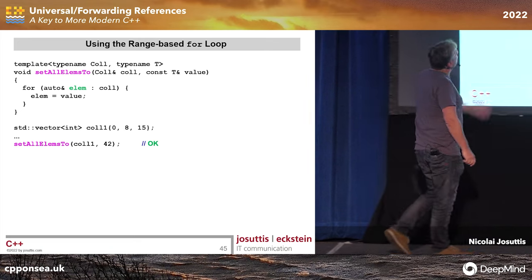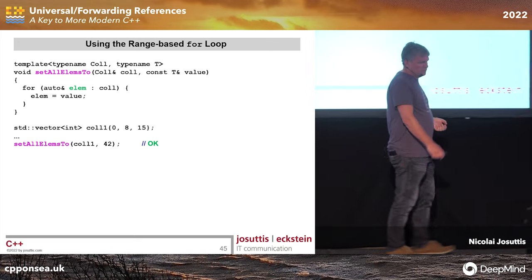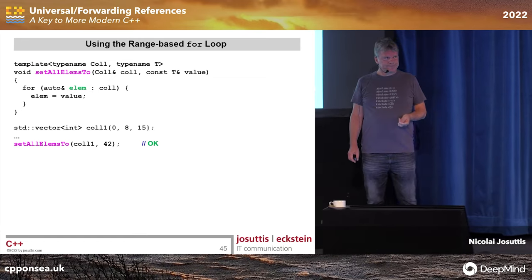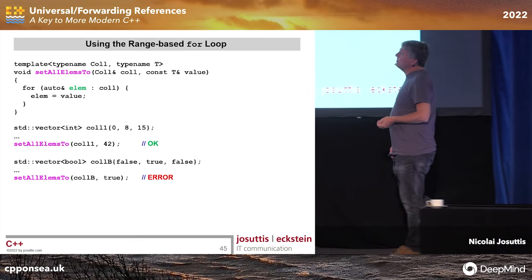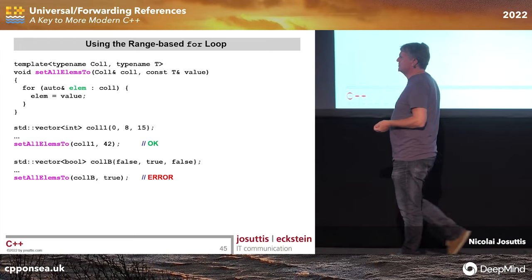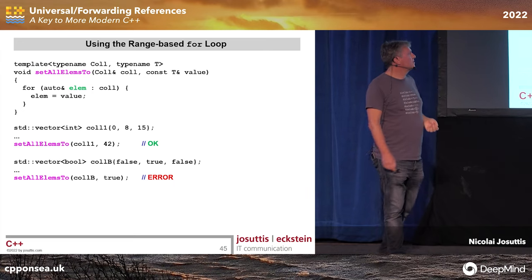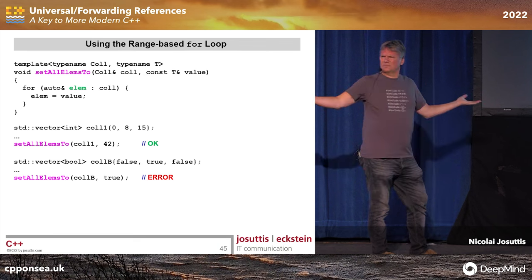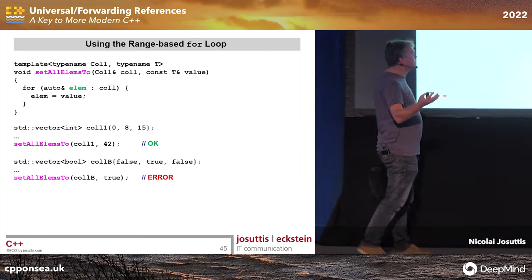Let's use it. Oh yeah, we have a vector of int. Let's set all the elements to 42, of course. Works fine. Let's use a vector of bool. Compile time error. This does not compile. Why the hell does this not compile?